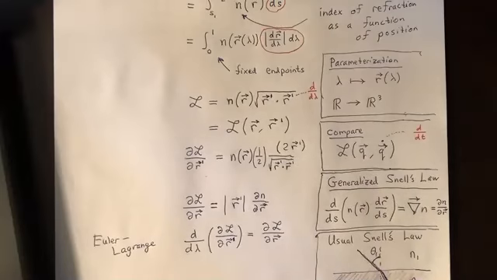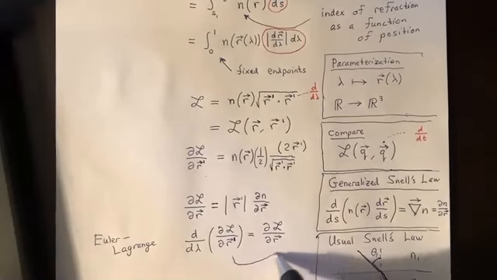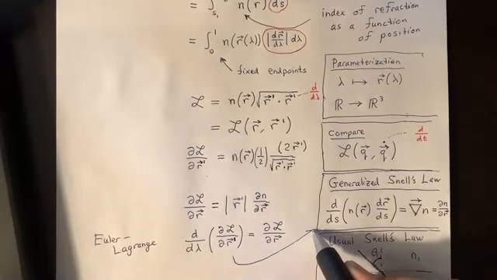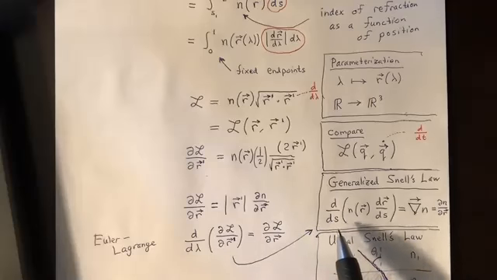Okay, so there's some more effort here. There's a certain reparameterization, but let's just go straight to the conclusion. If you write out this Euler-Lagrange equation, you see the reparameterization that occurs. We just have to reparameterize from lambda to s, etc. You do get the generalized Snell's law.